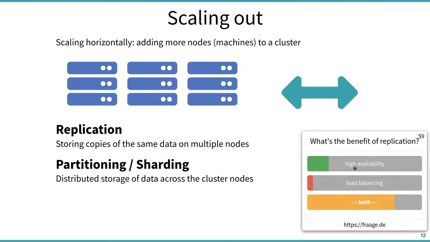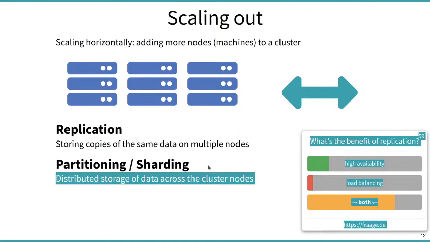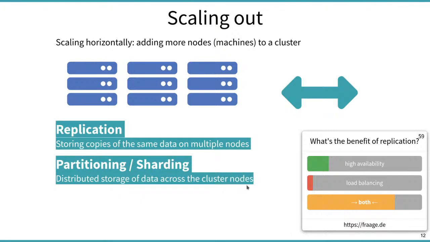And there you don't have high availability, because when this machine crashes, then the part that is stored here is gone. It is away. So when one machine fails, the system is not available anymore. That's why replication and partitioning is used always in combination.